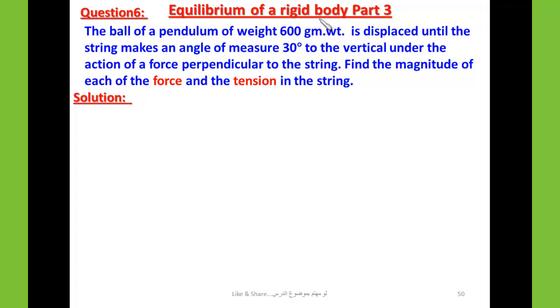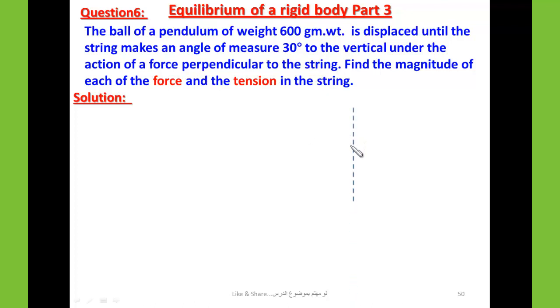Equilibrium of a rigid body, part 3, question 6. The ball of a pendulum of weight 600 gram weight is displaced until the string makes an angle of measure 30 to the vertical under the action of a force perpendicular to the string.